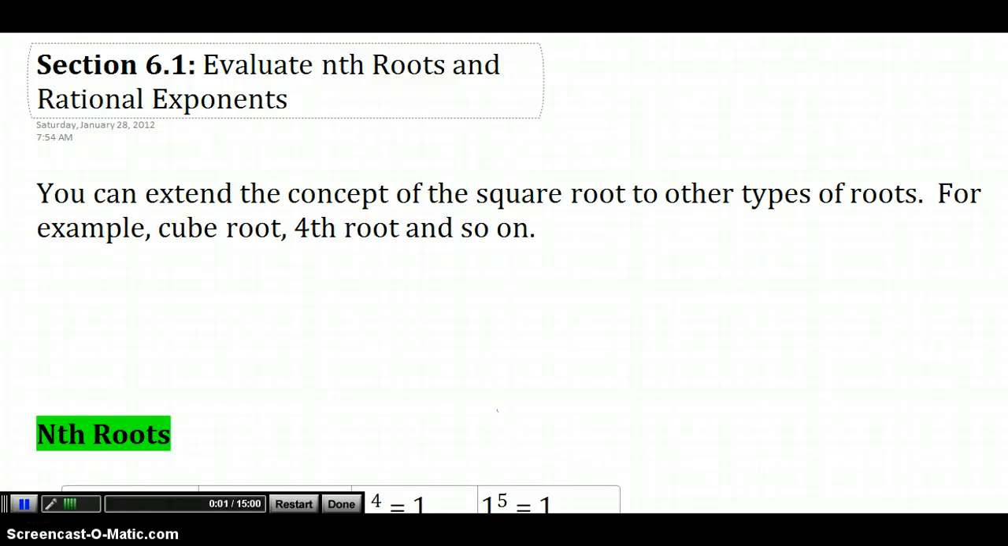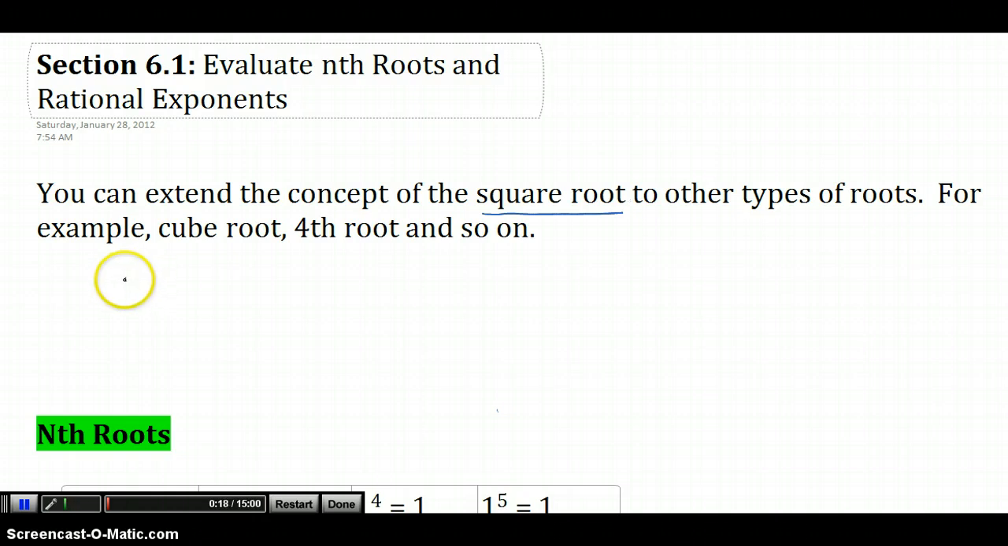Starting Chapter 6. Chapter 6 is all about radical functions, and in the first section, 6.1, we are going to evaluate the nth root and rational exponents. Now we already know about the square root, and we're going to take the concept of a square root a little bit beyond what we already know.